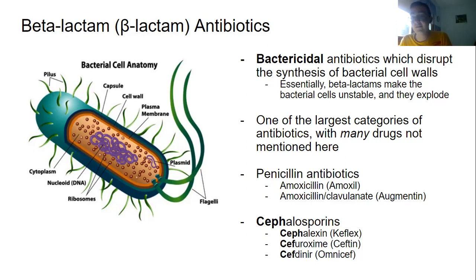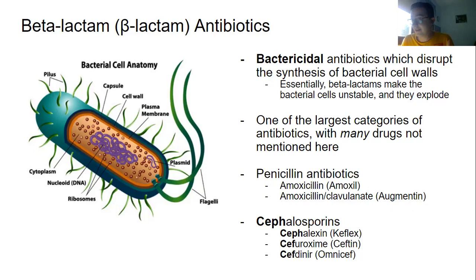So we have our penicillin antibiotics, which fall under the beta-lactam family. Those are amoxicillin, which is Amoxil, and amoxicillin plus clavulanate, which is otherwise known as Augmentin. Two very, very common medications. Now, we also have cephalosporins, which are a different category of beta-lactam antibiotics, but they're still related to penicillins.